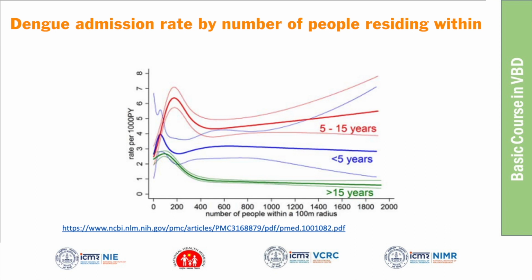I think it's the same with the population density and the incidence by age. The incidence by age: in less than 5 years the peak is lower, and in 5 to 15 years you can see the peak is high, with higher incidence in 5 to 15 years.